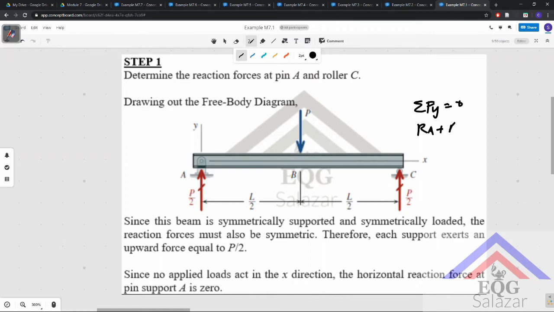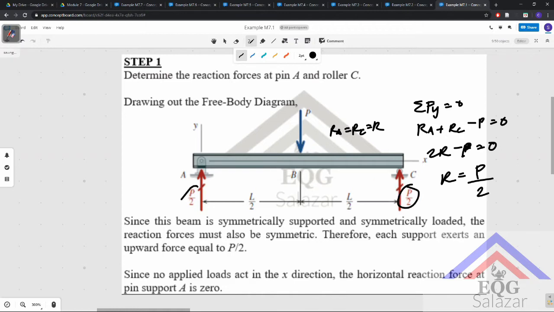RA plus RC minus P is equal to 0. But then RA is equal to RC, right? Which is just equal to R. So 2R minus P equals 0. And therefore, R is equal to P over 2, which is what we see here.